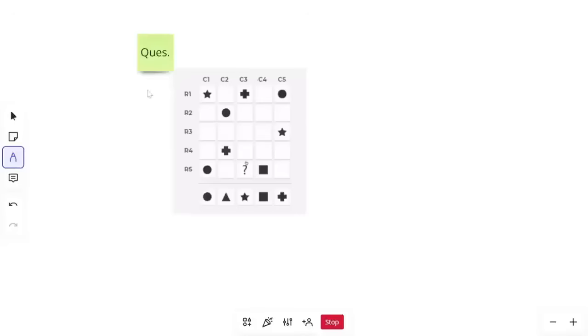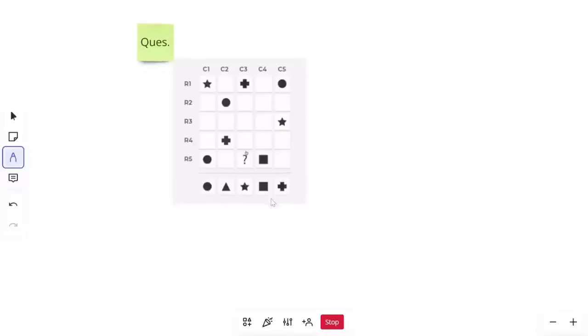Let's look at this question. In this one, we have to find out at the place of question mark, out of the given options, which symbol will come. The options are circle, triangle, star, square and plus. Let's see how to solve this question. But before that, I would suggest you please pause for a moment, try to solve it on your own, and then proceed with the solution. This way you will get better practice of solving these types of questions.